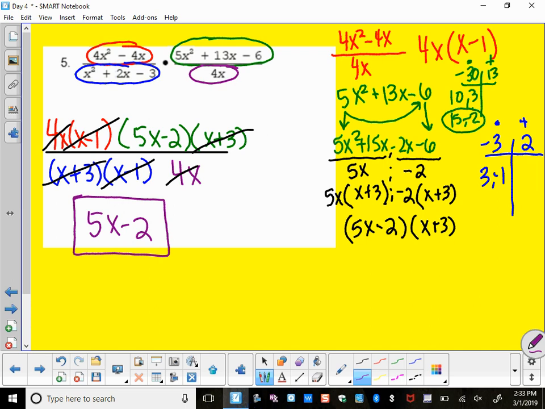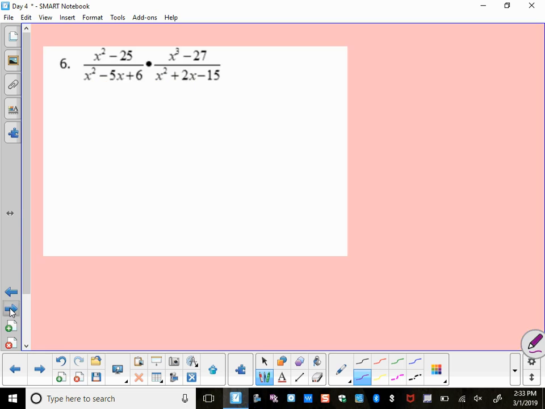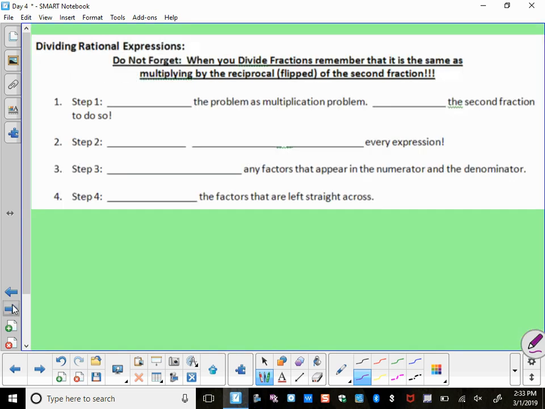All right, let's get number 6 for the sake of time. Look at dividing rational expressions. Dividing fractions and dividing rational expressions are the same thing. The concept is the same, okay? My other classes swore they've never divided fractions before. I don't believe that.